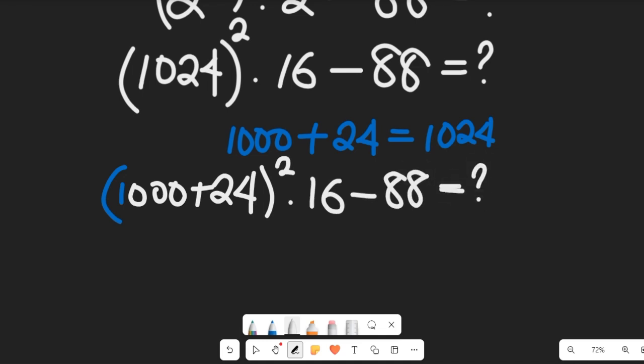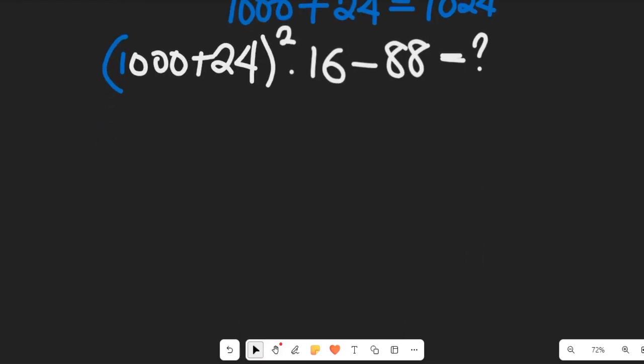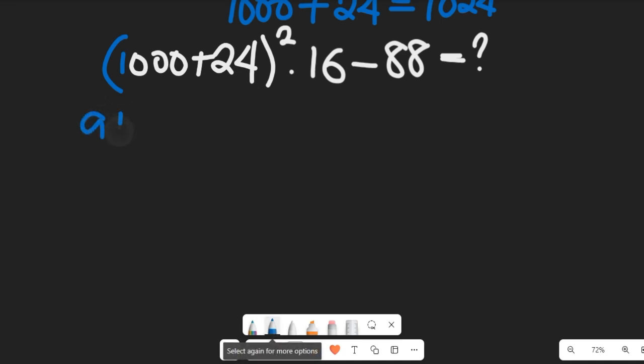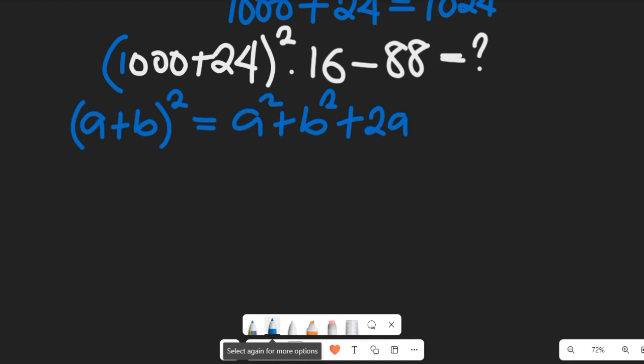Right? Good. So if we have that now, I can easily expand because that looks like an algebraic expression. Now recall this algebraic expression: if I have (a plus b) squared, you simply know what it can give me. This will be equal to a squared plus b squared plus 2ab, right? In this expression, my a is 1000 and my b is equal to 24.